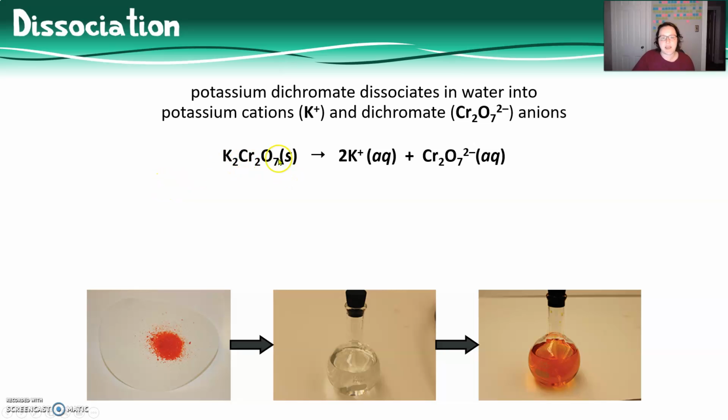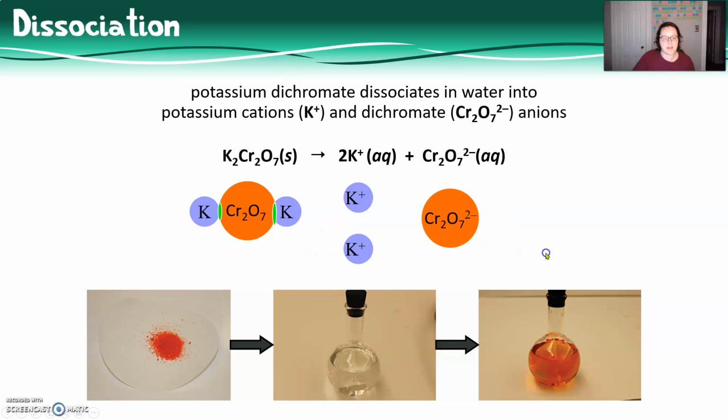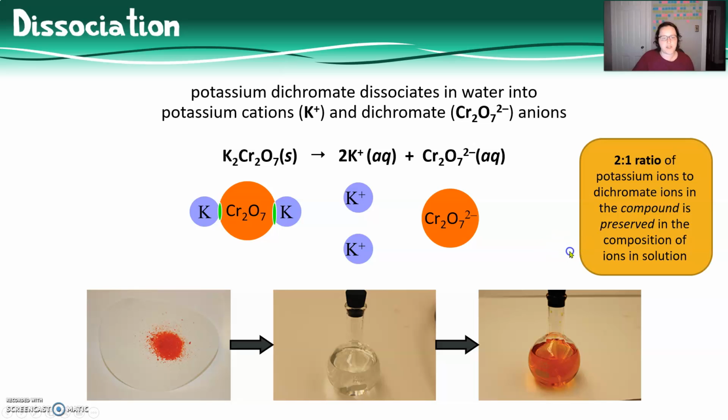So for potassium dichromate, which has 2 potassium cations for every 1 dichromate ion, this same 2-to-1 ratio is preserved in the solution's ratio of ions when this compound is used as a solute.